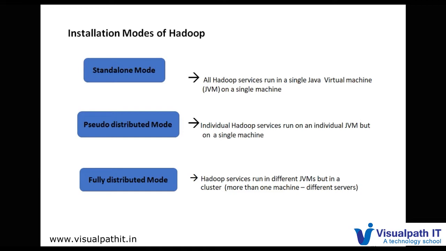So what is meant by standalone mode? All Hadoop services run in a single Java virtual machine, JVM, on a single machine. In pseudo distributed mode, individual Hadoop services run on individual JVMs but on a single machine. And in fully distributed mode, Hadoop services run in different JVMs but in a cluster, more than one machine, called different servers. So let us see what is meant.